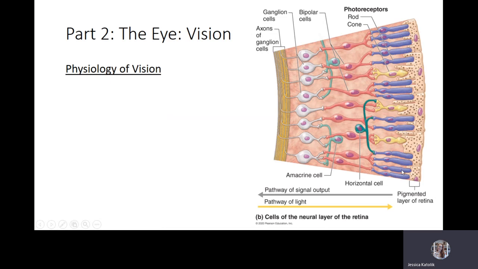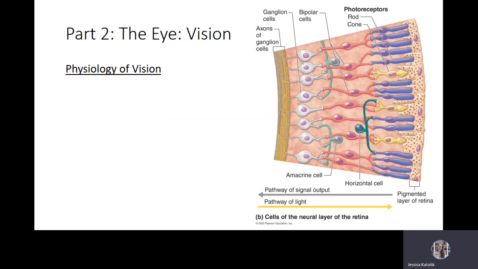The photoreceptors will convert that stimulus of light into an action potential, and the photoreceptors will communicate with the bipolar cells. The bipolar cells will then communicate with the ganglion cells, and the axons of the ganglion cells will become the optic nerve that will carry the visual sensory information to the central nervous system, where it will be processed.